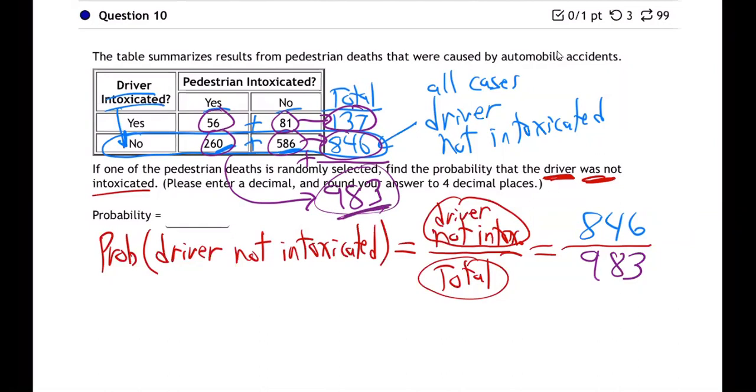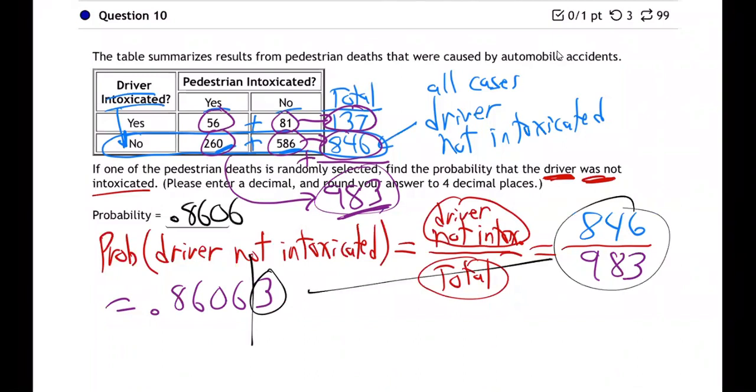Then divide those on your calculator. I'm getting 0.86063. They want four decimal places again. Seems like that's what they always want. Divide those on the calculator and you'll come up with your answer. So it's just 0.8606.